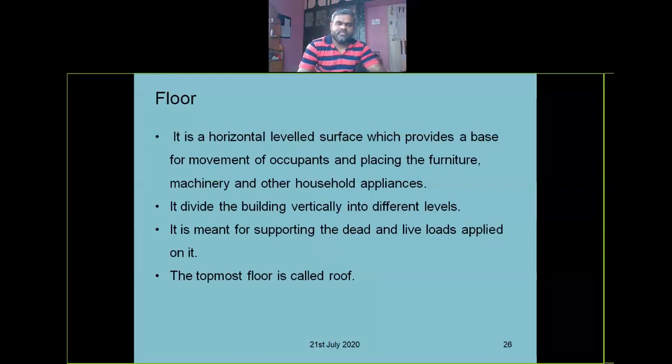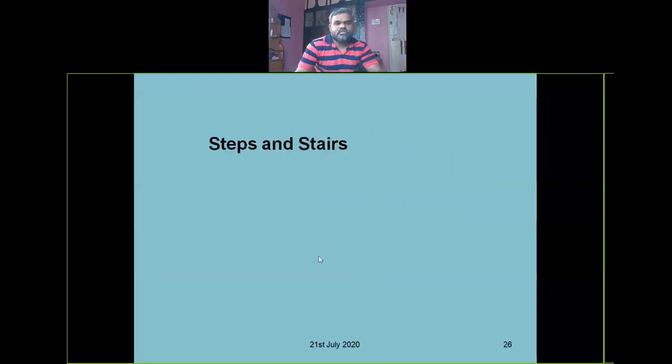If you are standing on the ground floor and look to the top, that is a roof. If you step into the first floor, the ground floor roof is again turned into the floor of the first floor, like that.